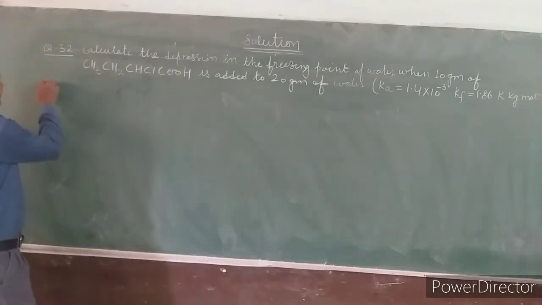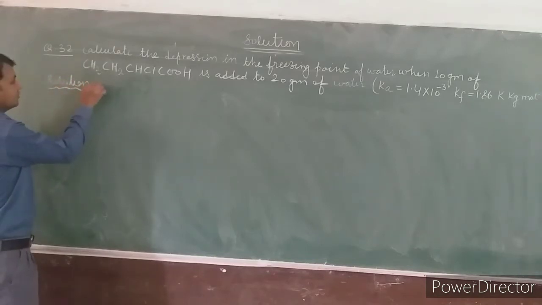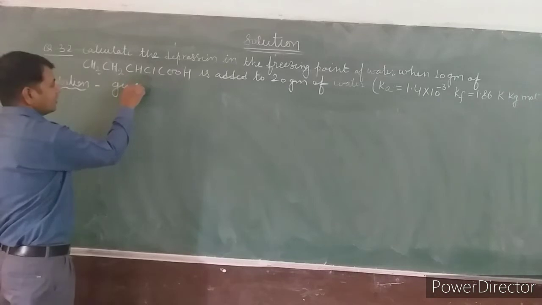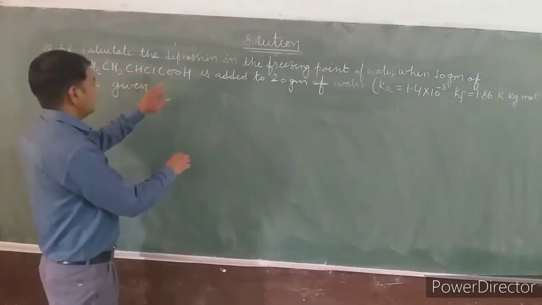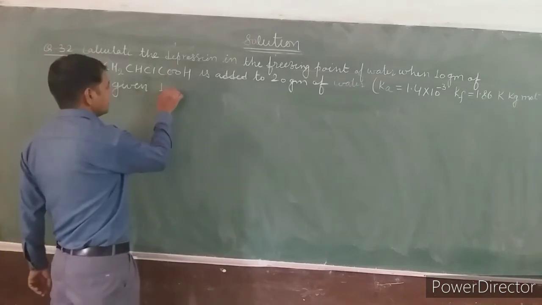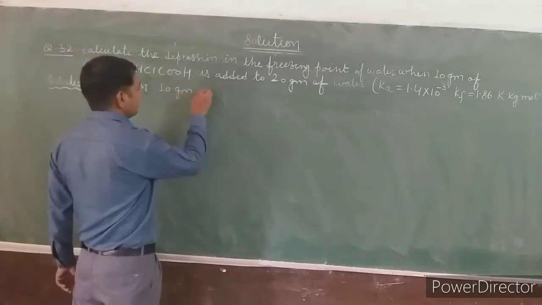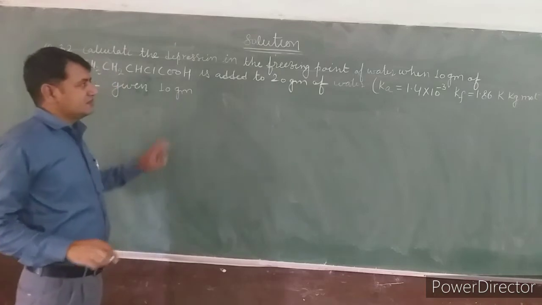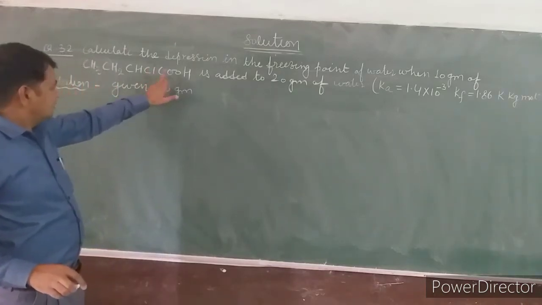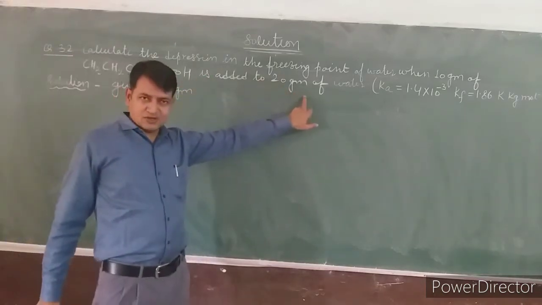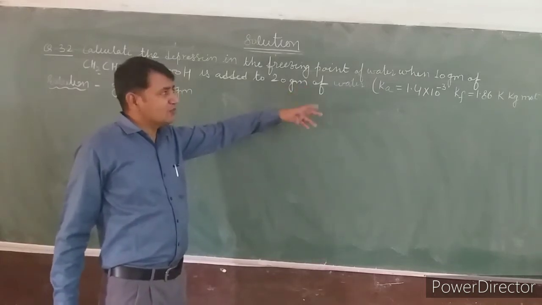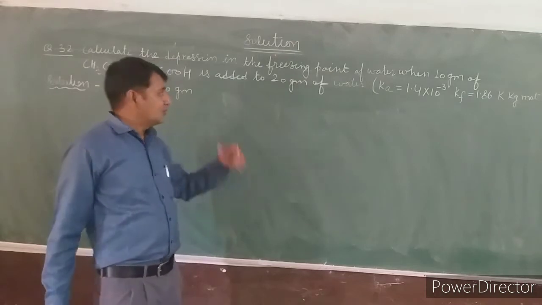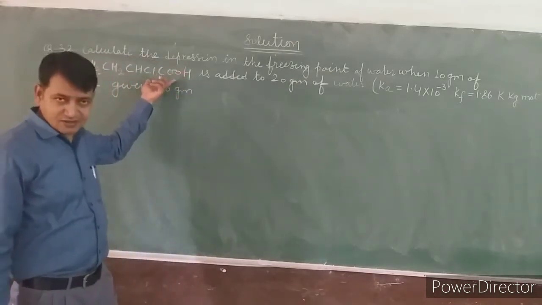It means, solution, first we have to write here given. What has been given? 10 gram of alpha chlorobutanoic acid. So 10 gram. This alpha chlorobutanoic acid is added to 20 gram of water. We can clearly observe that the amount of water is more as compared to alpha chlorobutanoic acid.